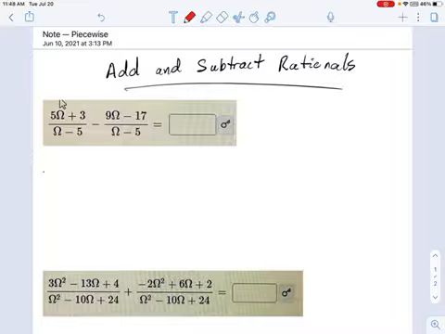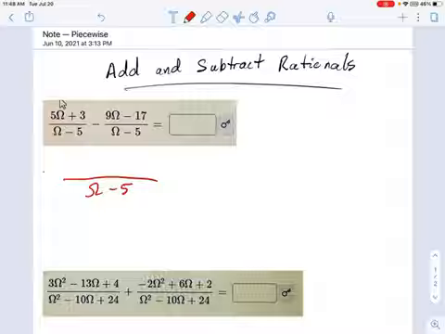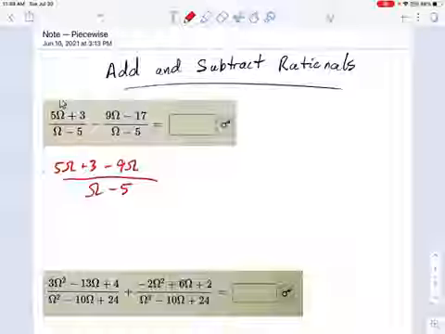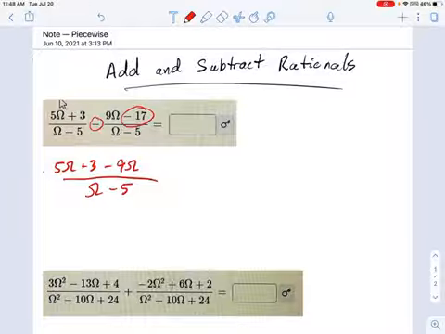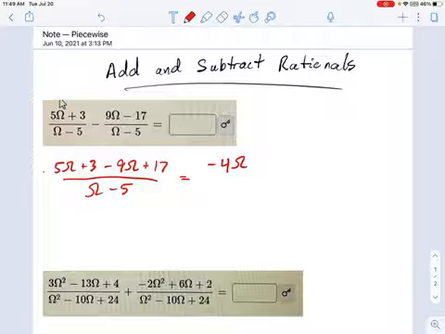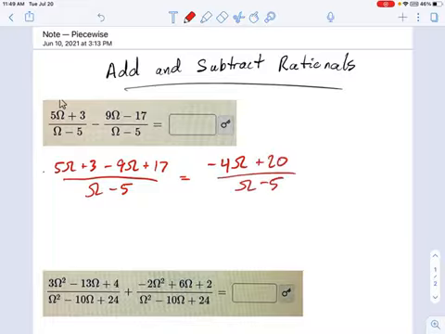So in this case, what do I have? I have one common denominator already of omega minus 5. And on the top, I have 5 omega plus 3 minus 9 omega. And careful here, it's minus negative 17. So when you have minus negative 17, that's plus 17. Okay, so we just move through this and collect our common terms together. This is negative 4 omega, and 3 plus 17 is 20 over omega minus 5.